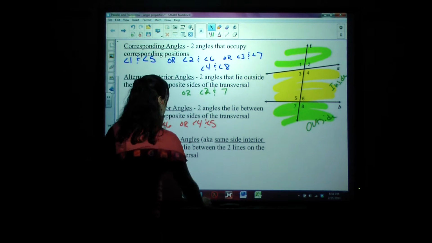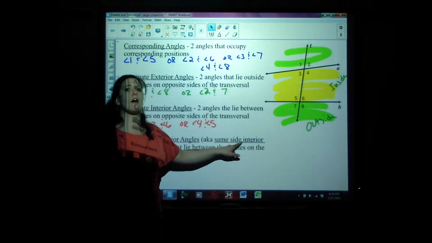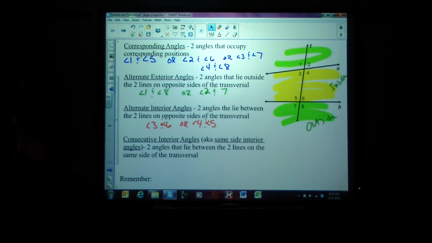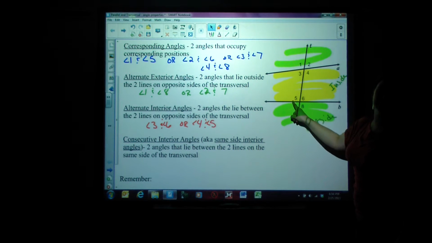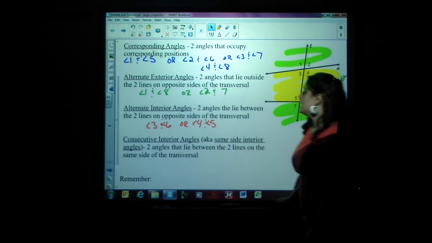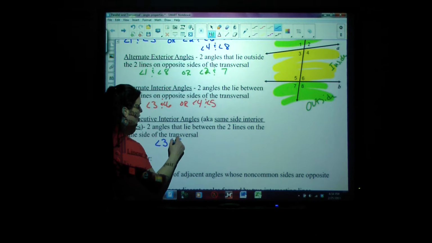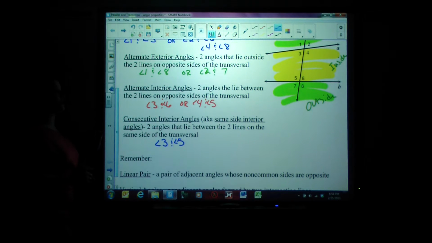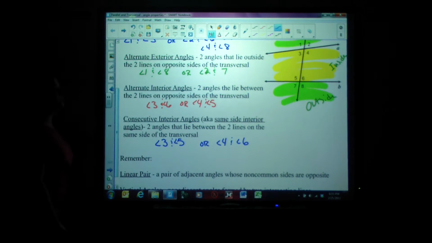Okay, going well. Let's talk about consecutive interior angles. They're also known as same-side interior, maybe more often called same-side interior angles. They're two angles that lie between the two lines on the same side of the transversal. So if this is our transversal, notice 3 and 5 are on the same side. They're both on the left-hand side of the transversal, just like 4 and 6 are on the right-hand side. So we have two pairs of same-side interior angles: angle 3 and angle 5, or angle 4 and angle 6.